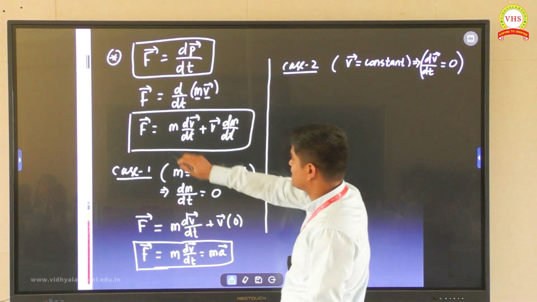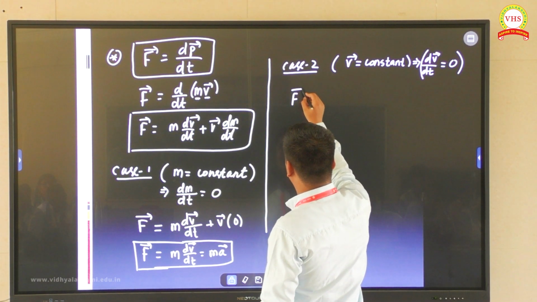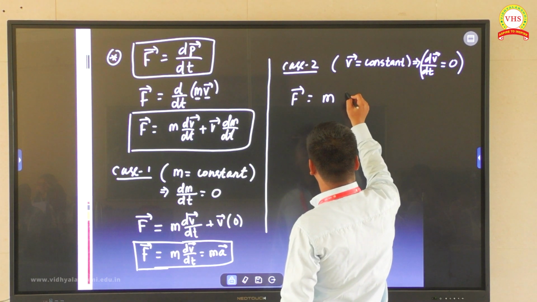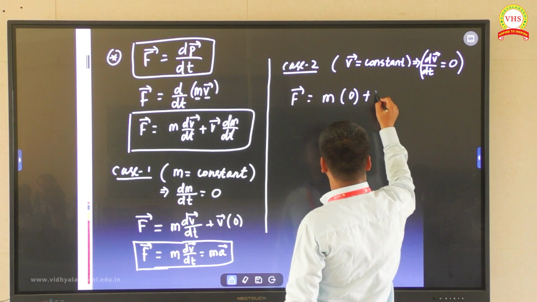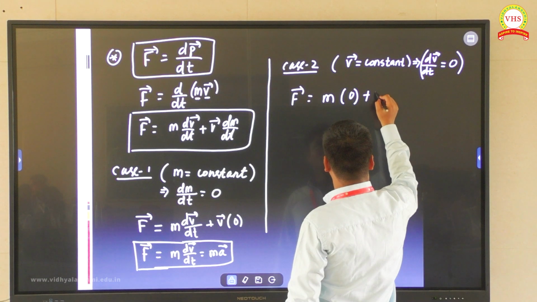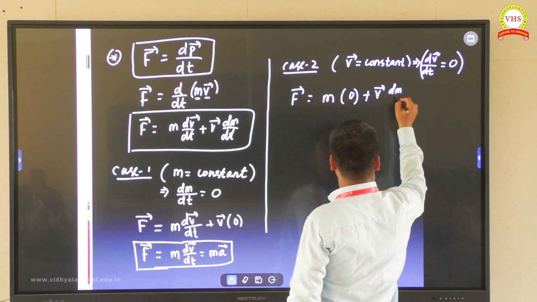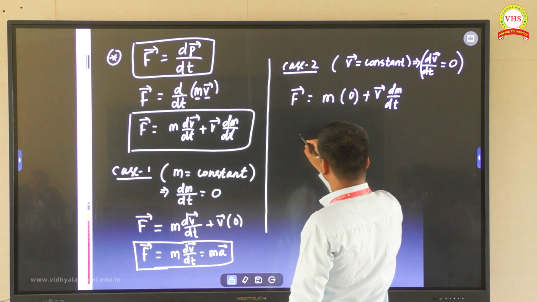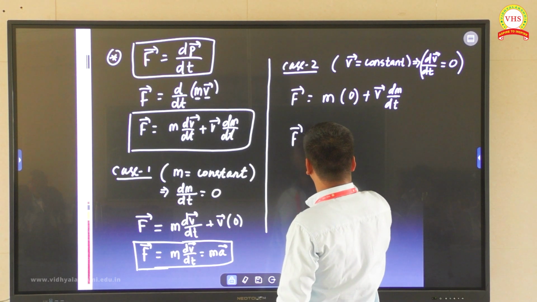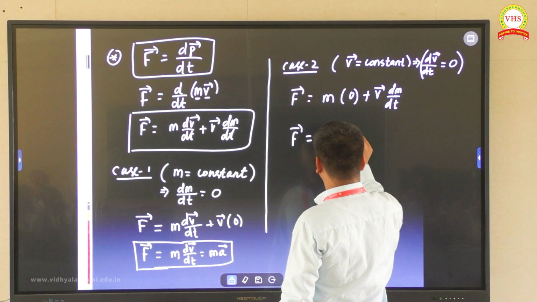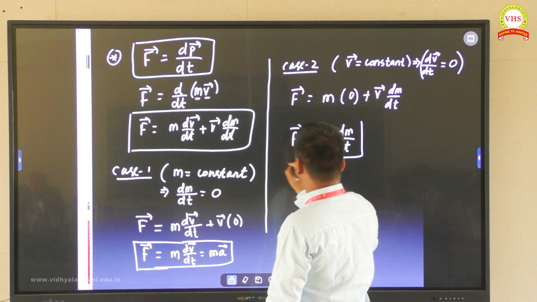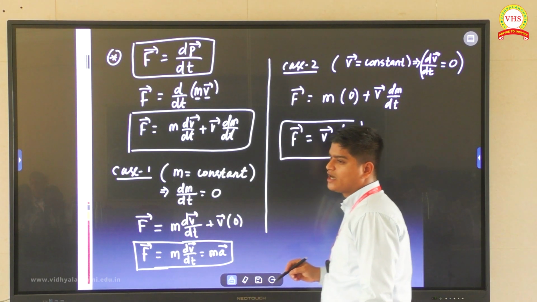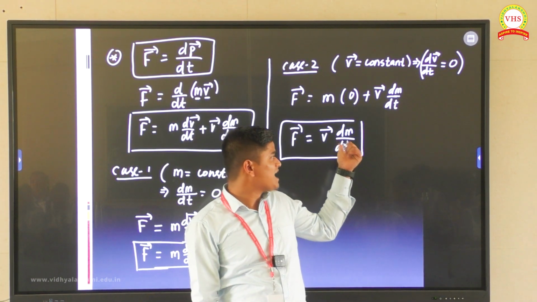If this is 0, now check this formula. F equal to what can I write? M times this 0, plus V times dm by dt. Now what can I write? Here F equals V into dm by dt. Now see, another formula came here. That means when velocity is constant, that time mass is varying.